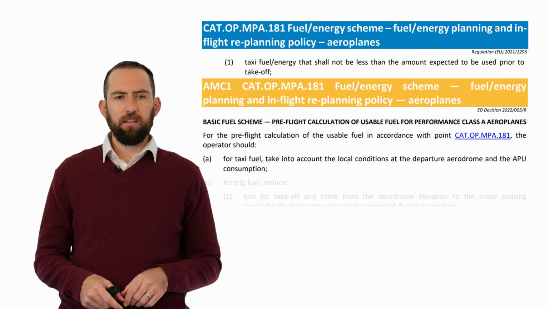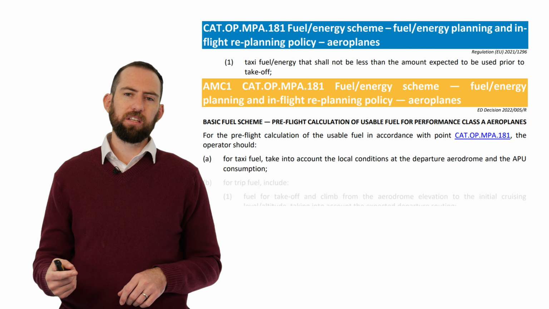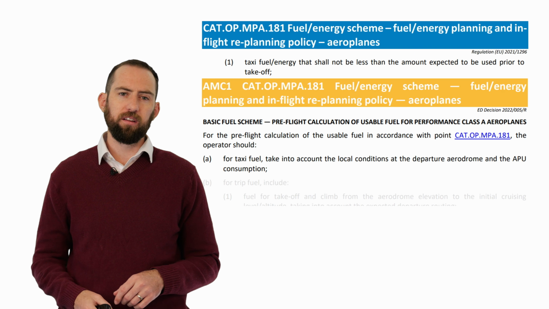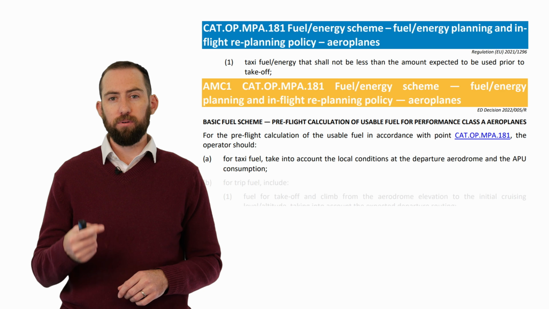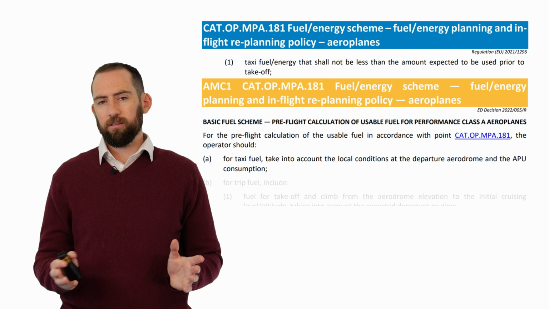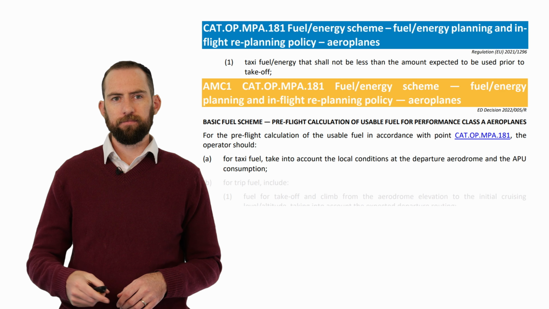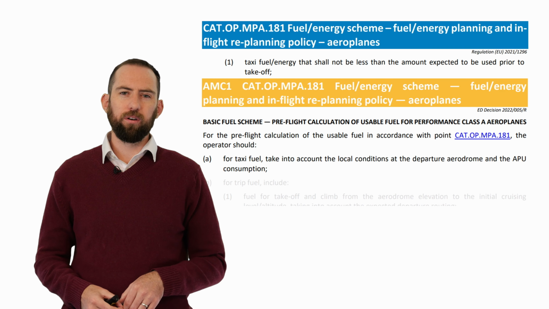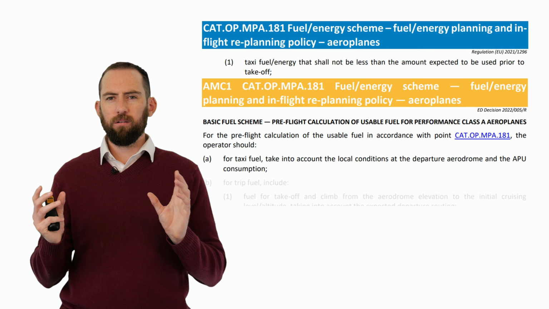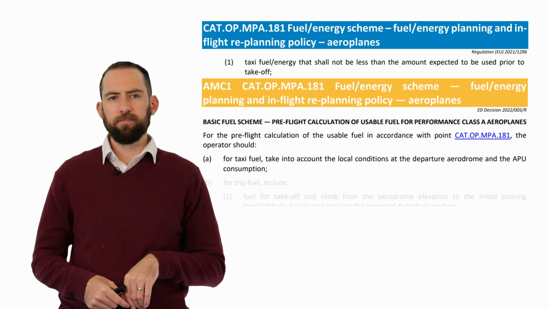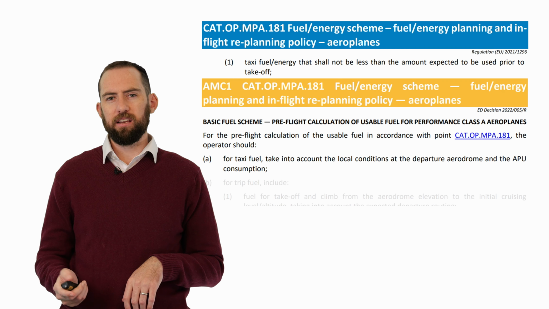Now the AMC says for taxi fuel, this must take into account the local conditions at the departure aerodrome and the APU consumption. So that's quite a bit clearer. But you might find yourself wondering, what does local conditions mean? So this is where we would need guidance material.